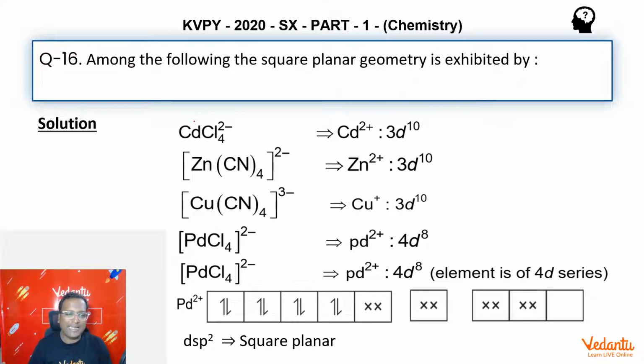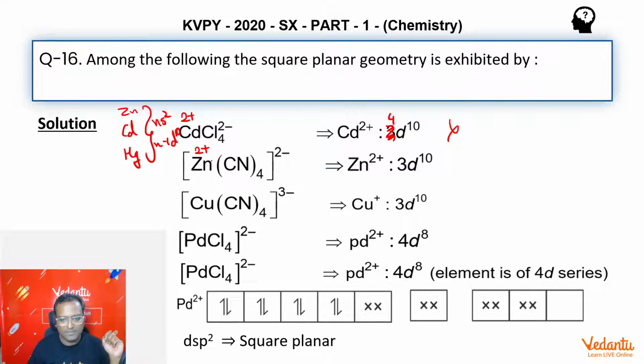So let's start with cadmium. We have cadmium 2+ here, as you can see, the oxidation state is 2+. Cadmium belongs to the zinc family. It's zinc, cadmium, and then mercury, right? That means ns2 and (n-1)d10 configuration. So cadmium 2+ will be 4d10, so it cannot form dsp2. Similarly, here you have zinc 2+. Zinc 2+ will be 3d10. If it is 3d10, again, it cannot form dsp2, so it cannot be square planar.